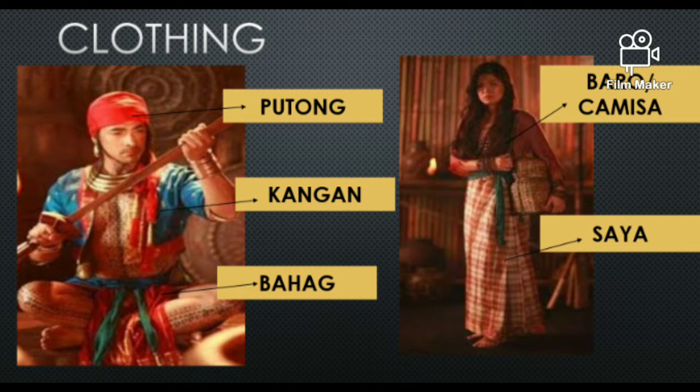Clothing during pre-Spanish period. Male clothing consisted of the upper and lower parts. The upper part was a jacket with short sleeves called kangan, while the lower part was a strip of cloth wrapped around the waist and in between the legs called bahag. Males used a piece of cloth or a headgear called putong. Putong symbolizes the number of persons the wearer had killed.